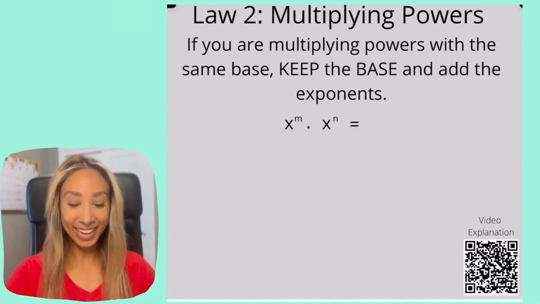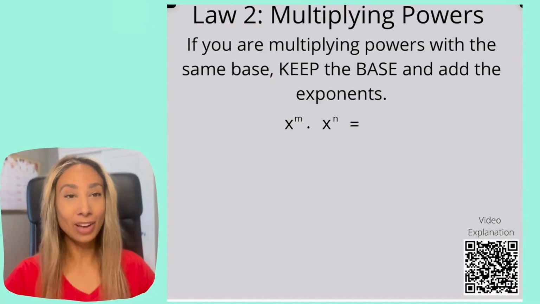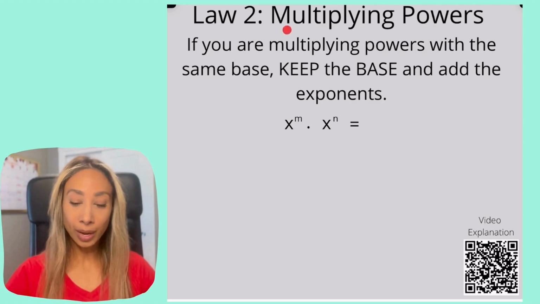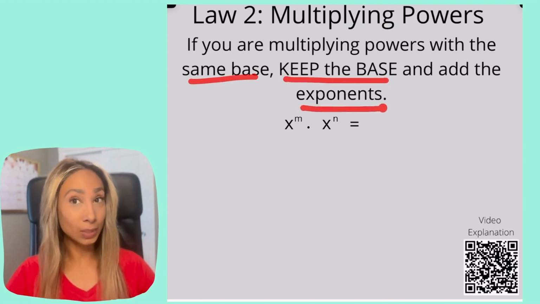Okay, so we are looking at Law 2, or what I'm calling Law 2, which is multiplying powers. The first thing that I really want to be clear is the only way that this is going to work is if the bases, that big number, are the same. If they're not the same, then this whole thing doesn't work, okay? So if we are multiplying powers and the bases are the same, we're going to keep the base and just add the exponents.